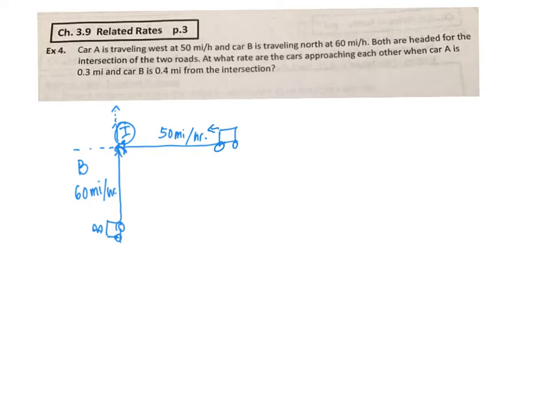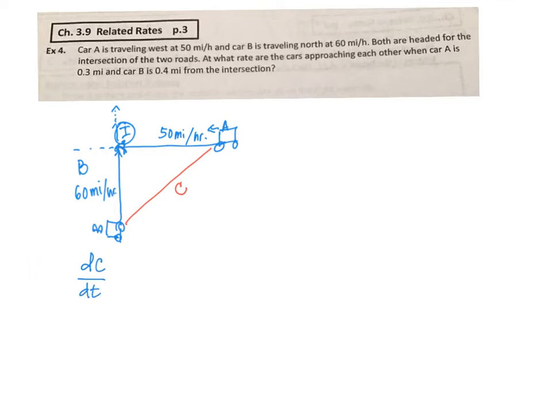The distance between these two cars is going to be distance c. C is the distance between car B heading north and car A. Let's label car A here. That's car A heading west. We want to find out at what rate the cars are approaching each other. So that would be dC/dt, and that's what we want to find out.